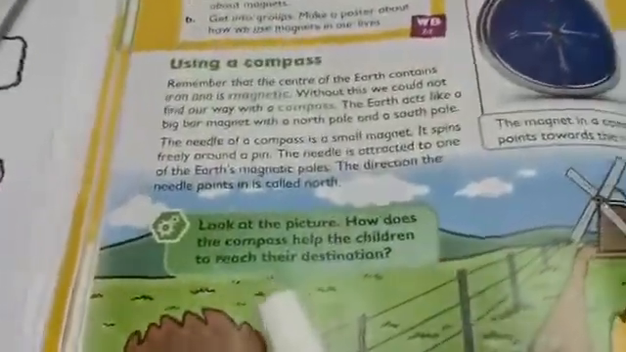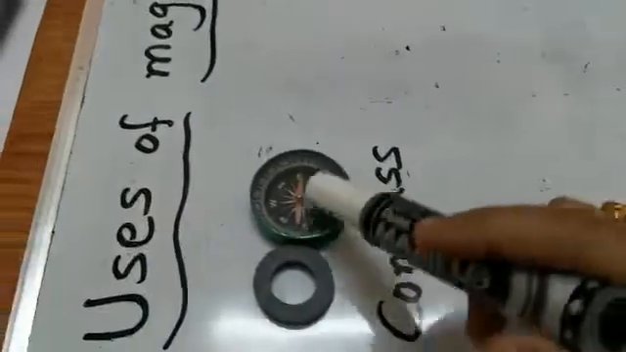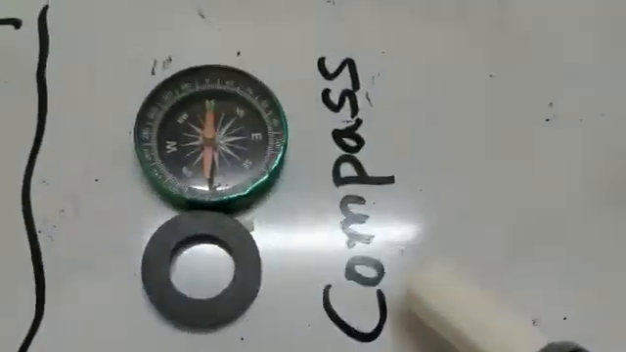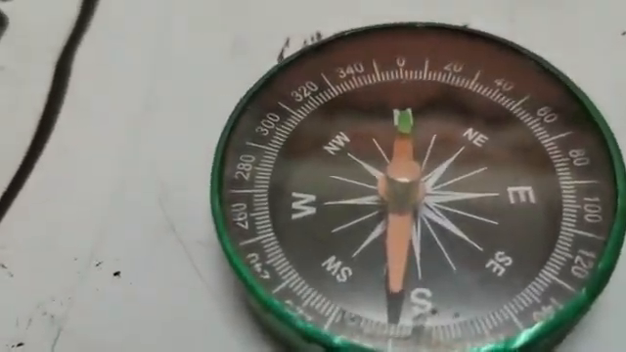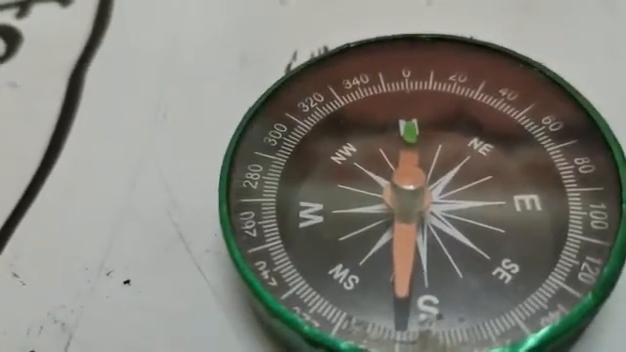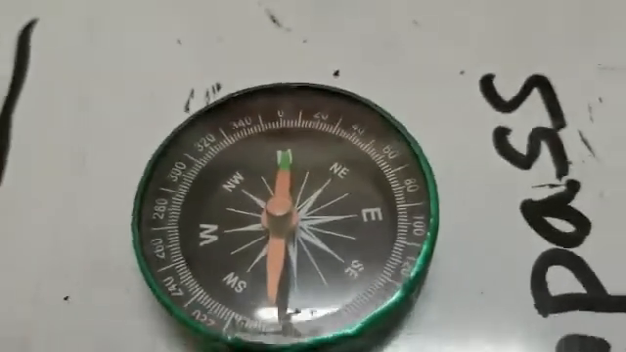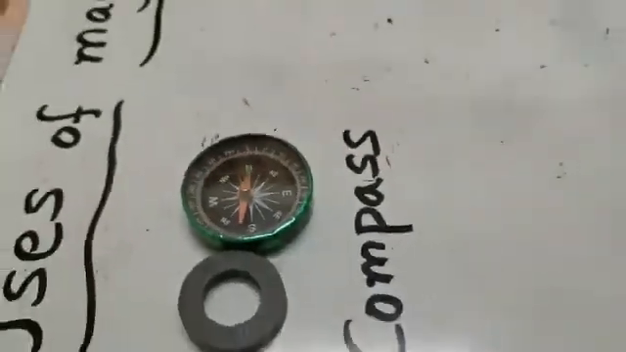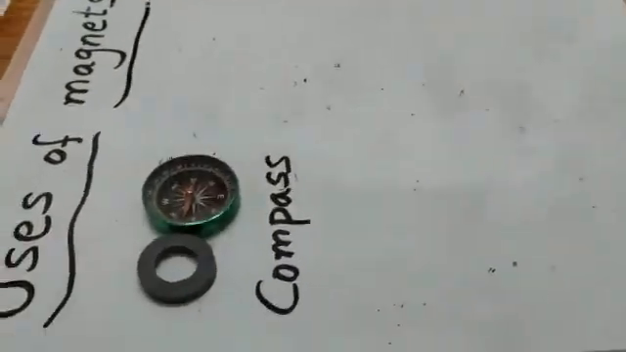So they are discussing some of the uses of the magnet. Here I am going to show you the same compass. Okay, the uses of magnets. The first one, this is the compass. What is the name? Compass. And here also you can see the green color needle. The green color of this needle pointed towards the north direction. Okay, so this is the compass. Always the travelers are carrying this one when they are traveling to know the direction.